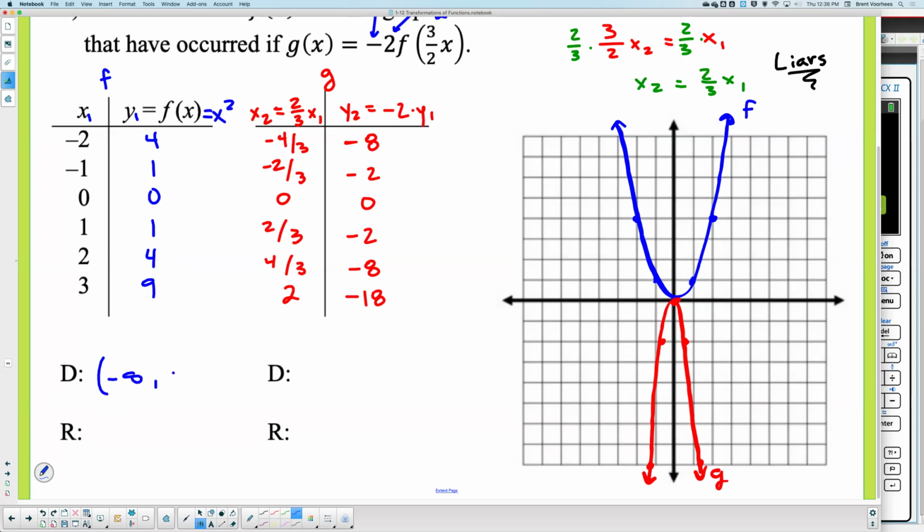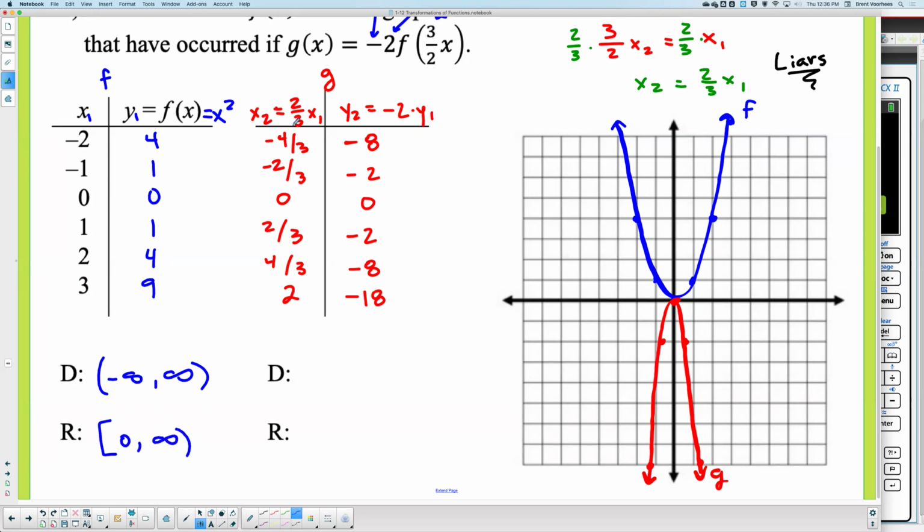All right, so it'd be negative infinity to positive infinity. All right, tell me about the range. Looking at the blue here. Do I have negative y's? No. Do I have positive y's? Do I have 0y? Yes, so it's from 0 into positive infinity.